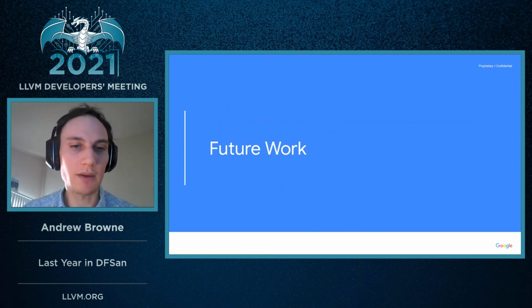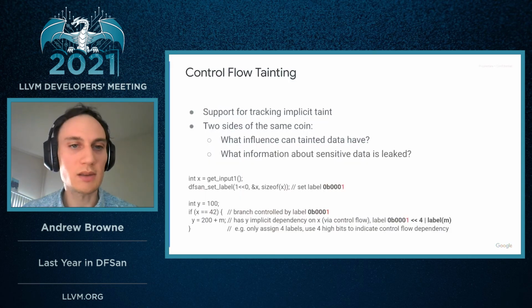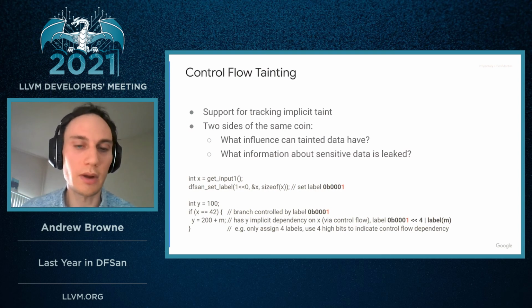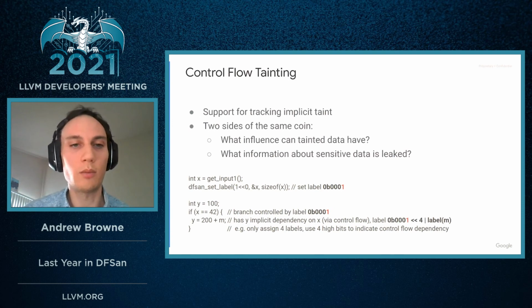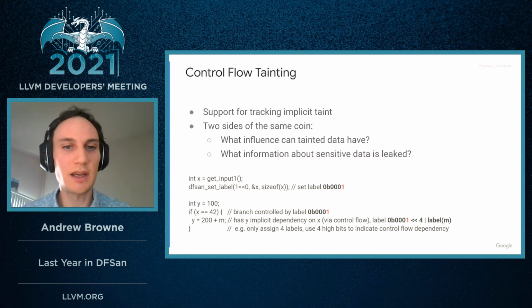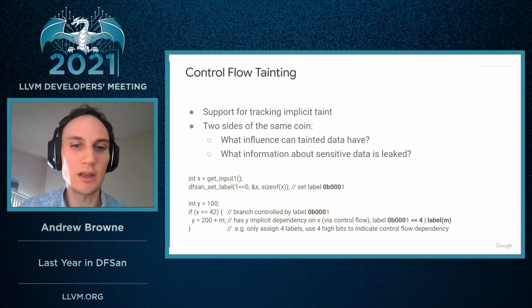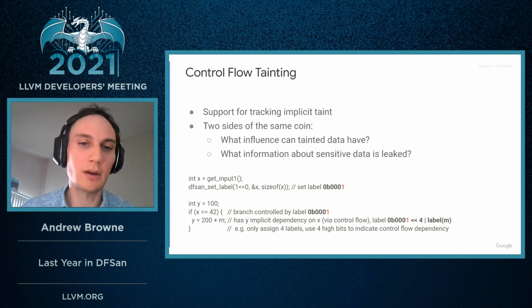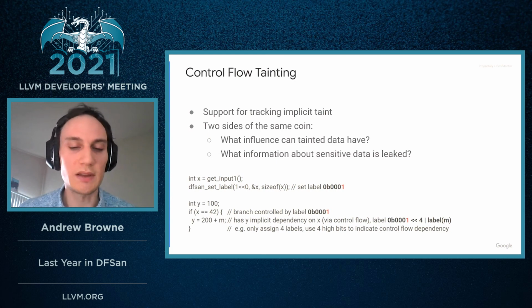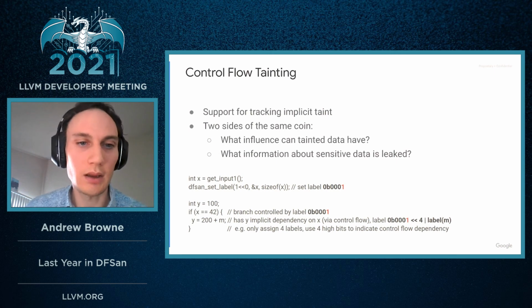Some future work that we have in mind is adding support for control flow tainting. There are cases where a value has an implicit dependency via control flow rather than explicit dependency. This can be useful for finding out what information about sensitive data is leaked if the sensitive data itself is not leaked. This is something that we might do by reserving 4 bits in the taint label to represent an implicit dependency.